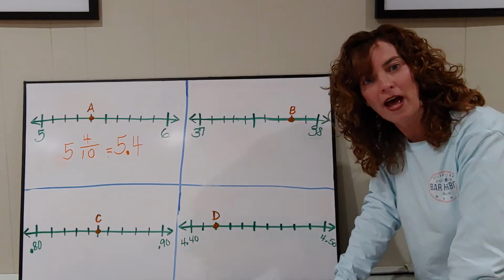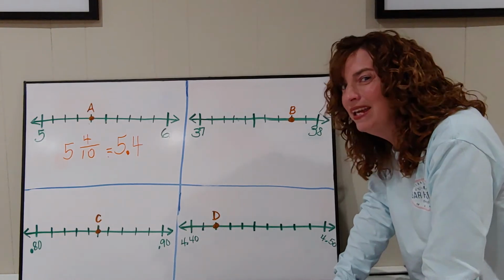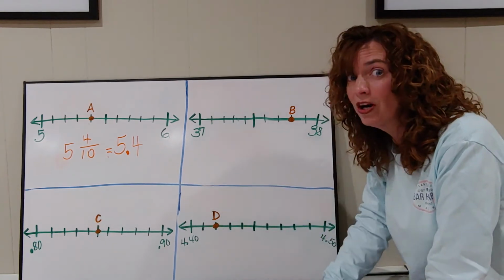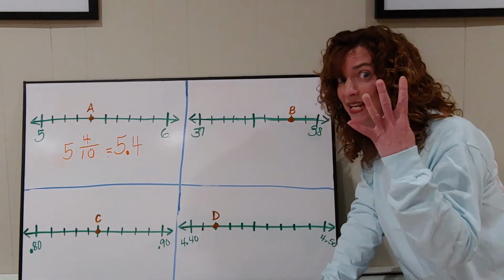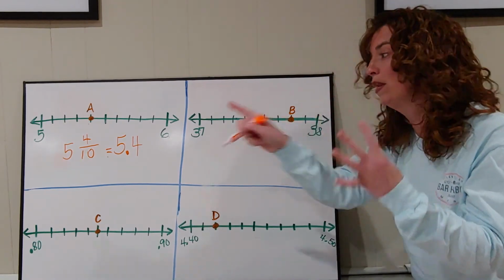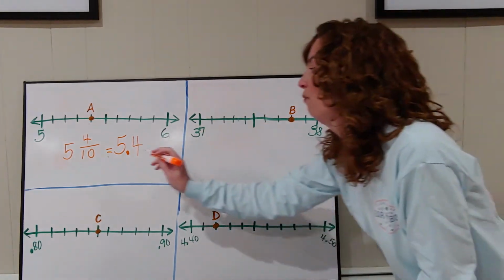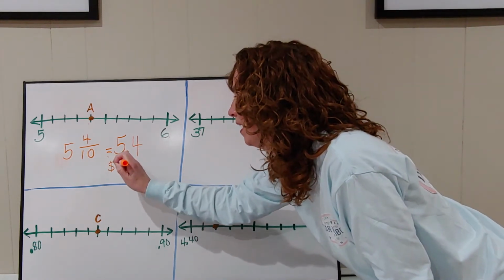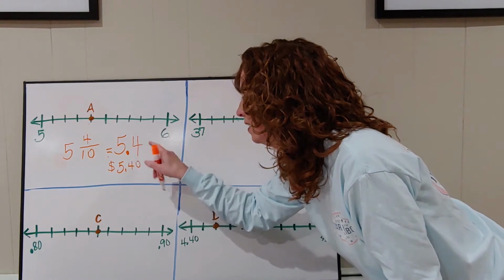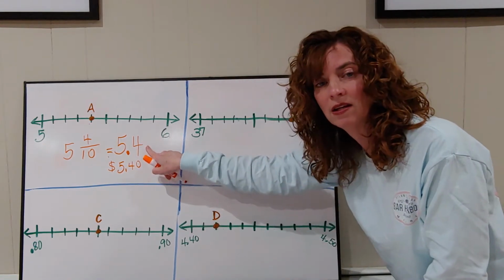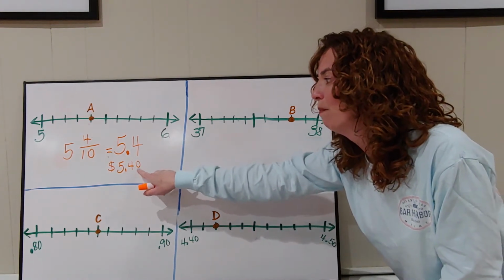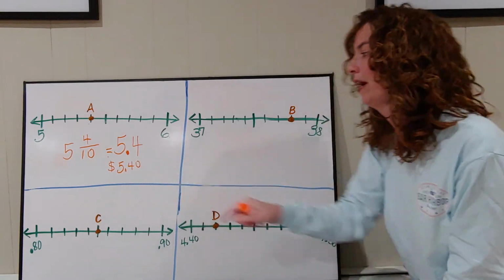Now, I have a little challenge for you. If we're talking about money, this would not be 4 cents, right? Because 4 tenths. 4 tens. 4 tenths. 10, 20, 30, 40. So this actually, if we were talking about money, it would be $5.40, because this is 4 tenths. So 4 tens would be 40 cents. But remember, it's part of the whole. It's not a whole dollar yet.